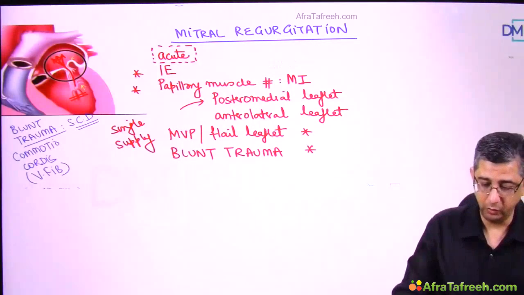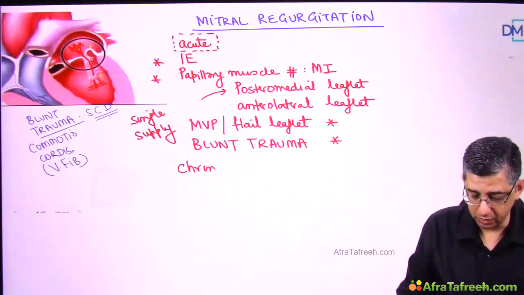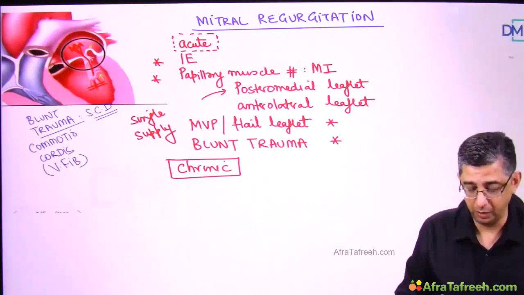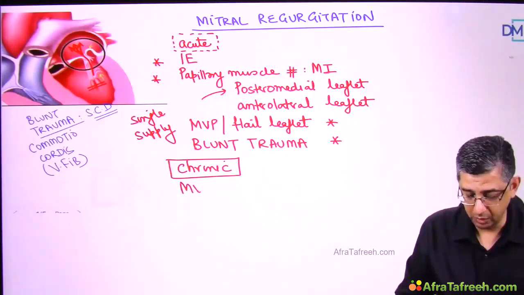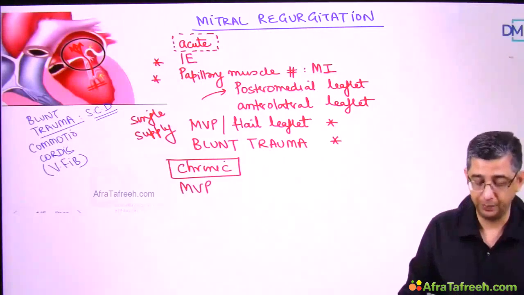We will now talk about why would you be having a chronic presentation of mitral regurgitation, and one of the leading causes of chronic development of mitral regurgitation is again mitral valve prolapse. So MVP is mentioned in both acute and chronic. That's all for obvious reasons, right? It can occur gradually also.